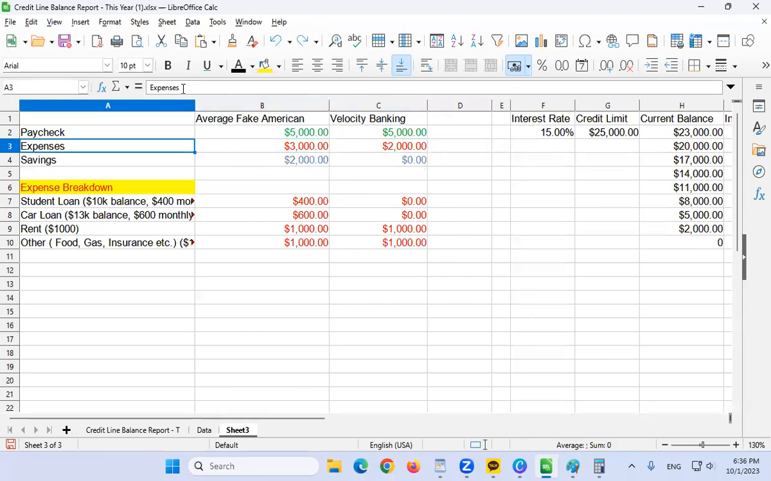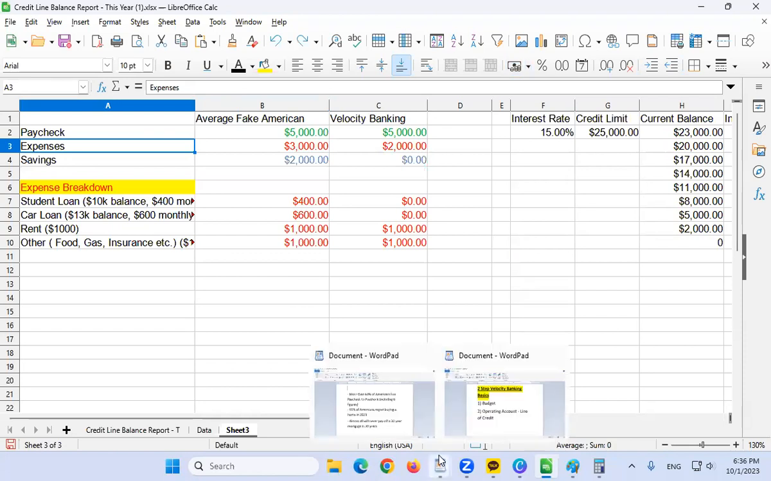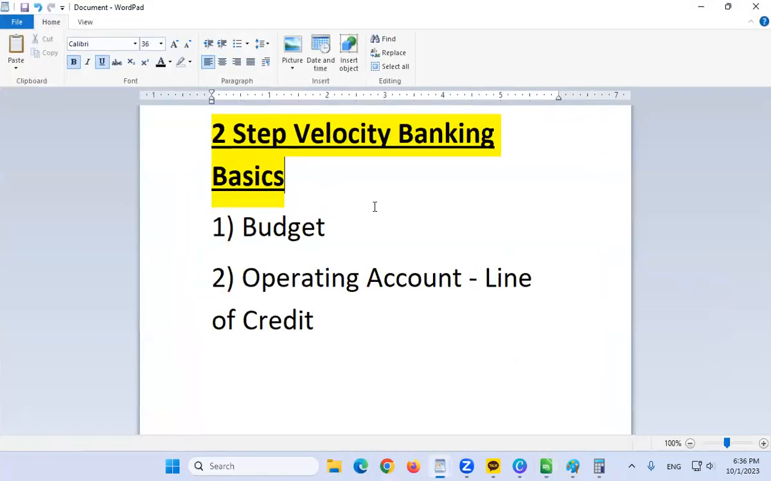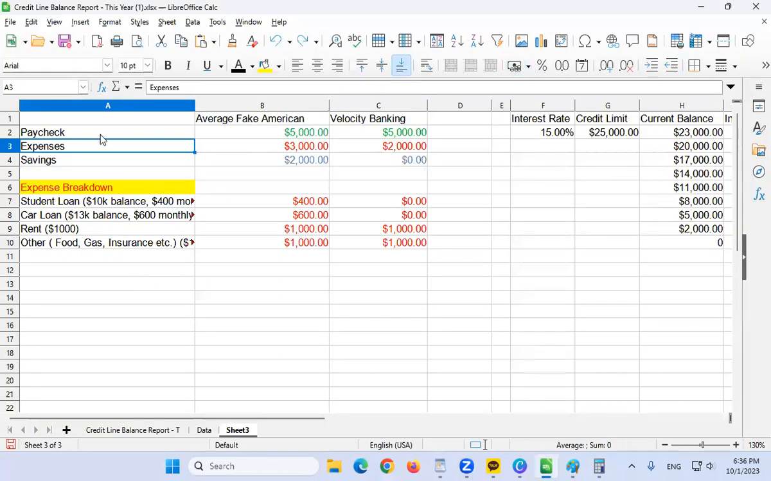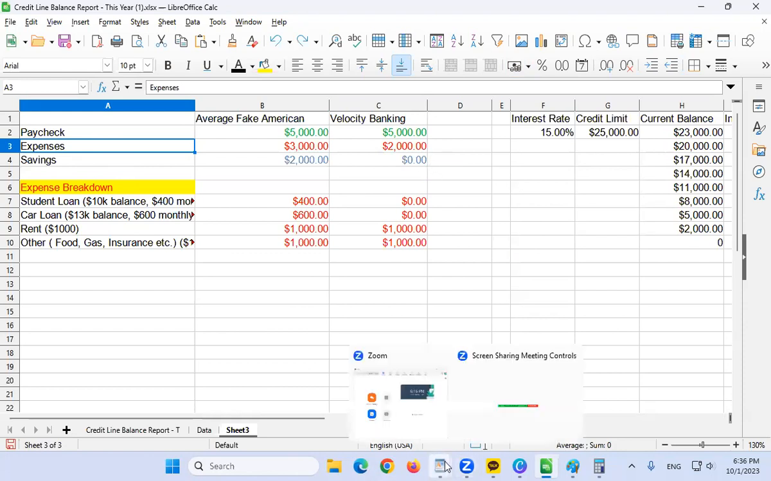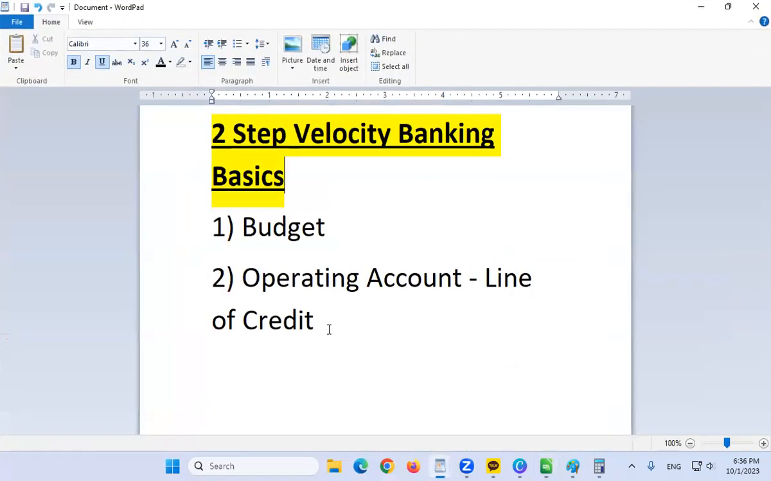Anyways, this is pretty much a newbie review of velocity banking. Again, it's two-step velocity banking basics. One, you've got the budget, which you did right now: paycheck, expenses, savings, expense breakdown. Number two, we've got the line of credit, right?